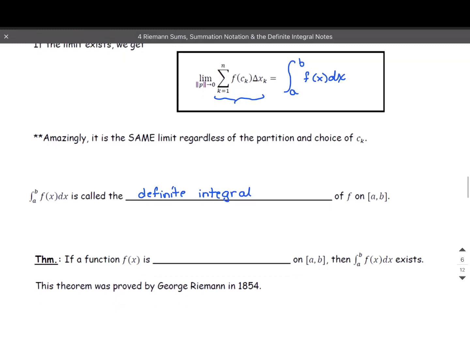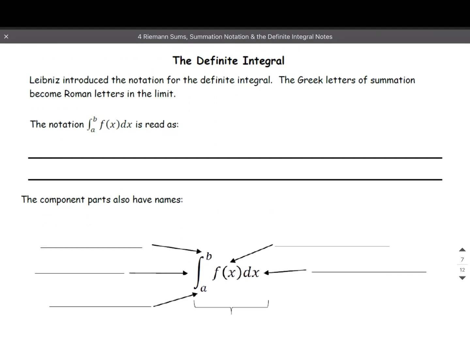And there's a theorem that says if a function f of x is continuous, continuity is so important, on a closed interval from a to b, then the integral from a to b of f of x exists. And that theorem was proved by George Riemann back in 1854. So let's examine this definite integral.